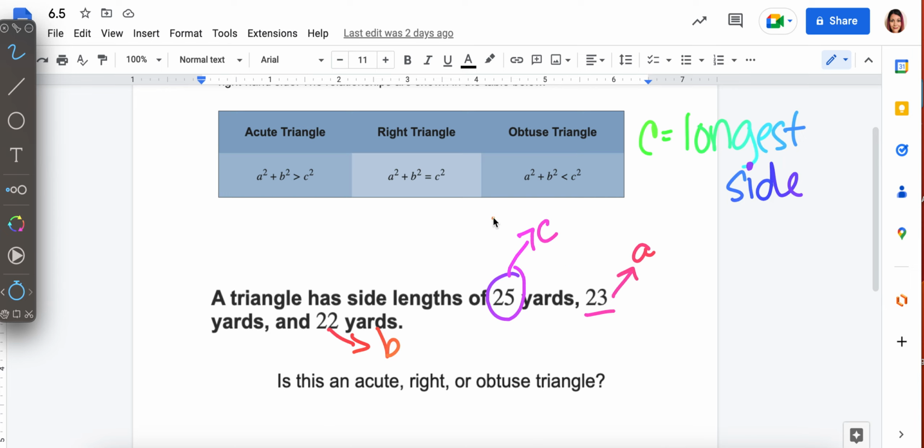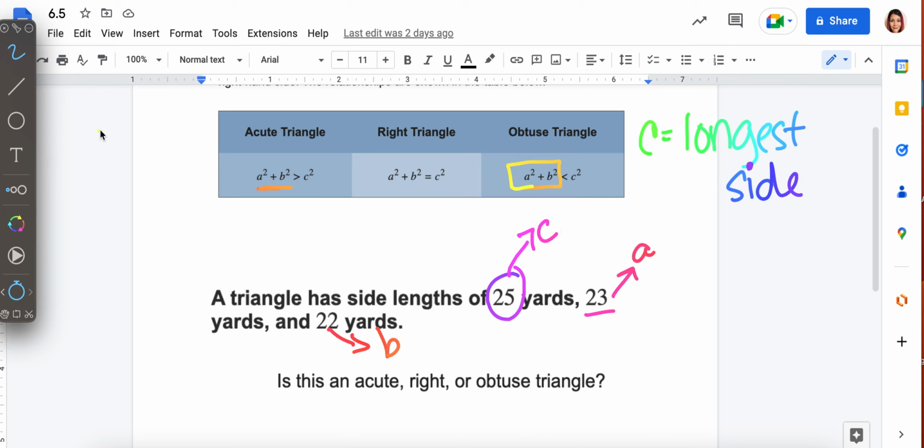If it's an acute triangle, that means a squared plus b squared, the sum from the two shortest sides, is going to be greater than the longest side squared. For a right triangle, we know the sum of the two legs squared is going to be equal to the longest side squared. If it's an obtuse triangle, we know a squared plus b squared is going to be less than the longest side squared.